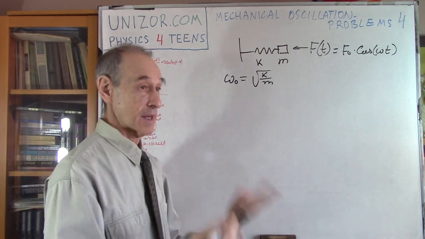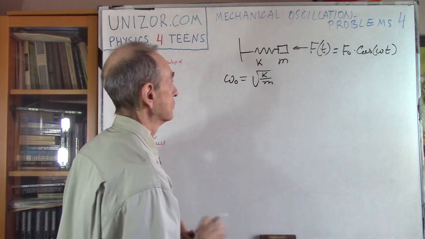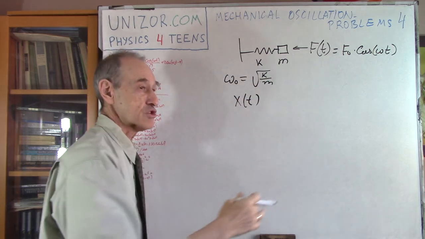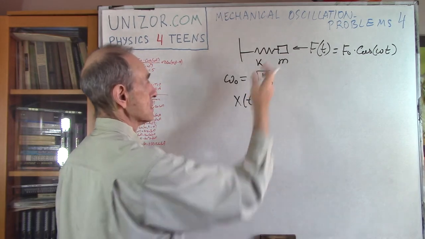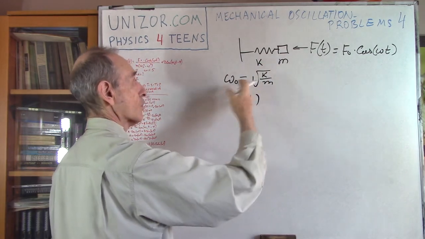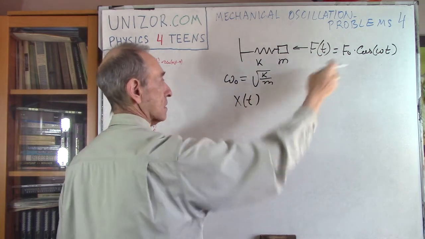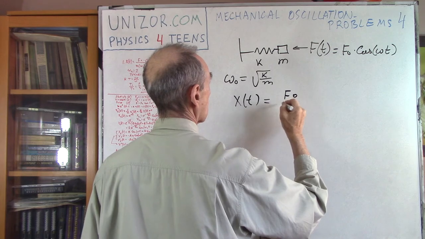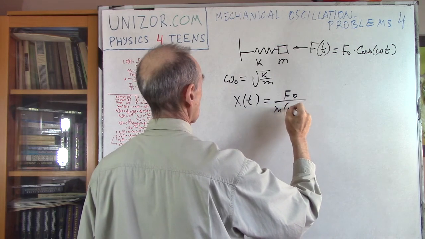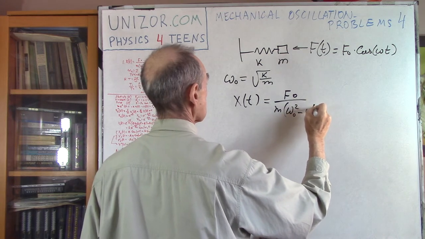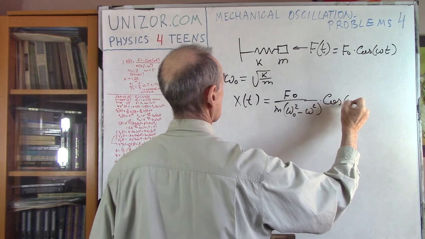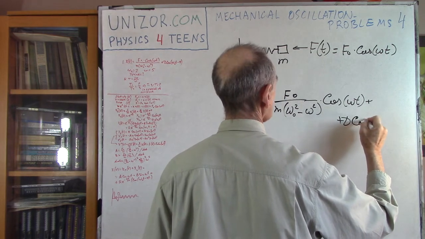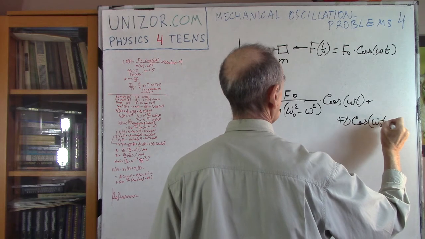of this object as a function of time. If this is some neutral position, x of t is the deviation from the neutral position, and the spring can go both ways, either stretching or squeezing by itself, and obviously there is a force which is also involved. Then I have derived this formula which I will put here: F0 divided by m times (omega0 squared minus omega squared), times cosine omega t, plus d cosine (omega0 t minus phi).